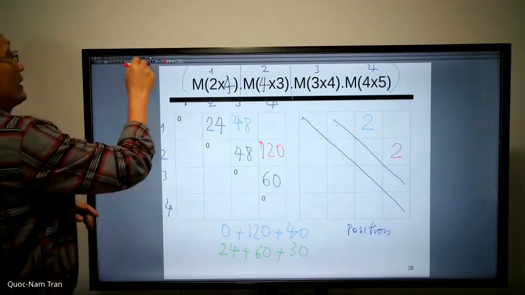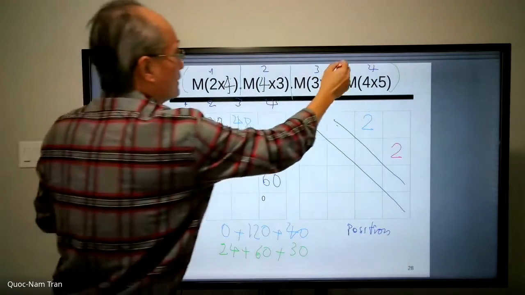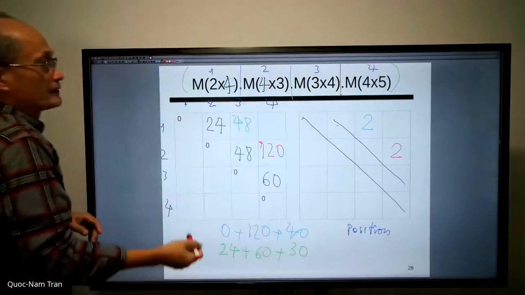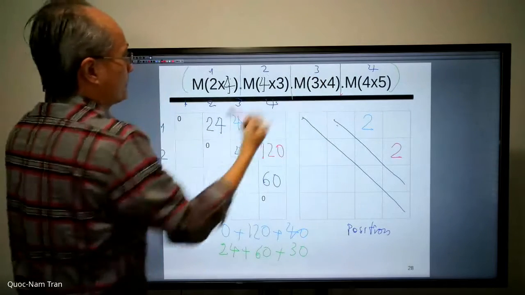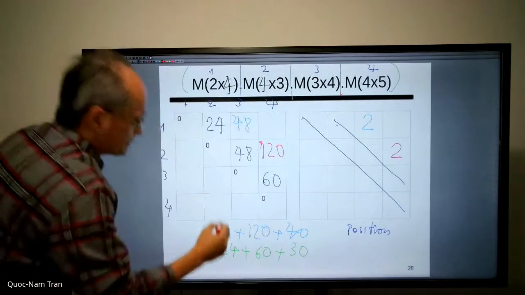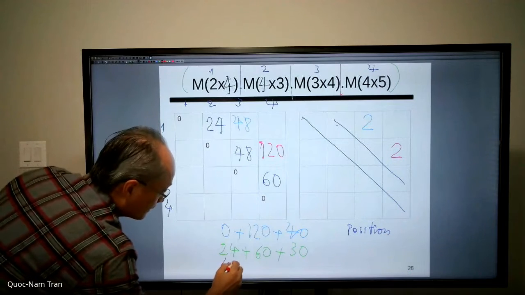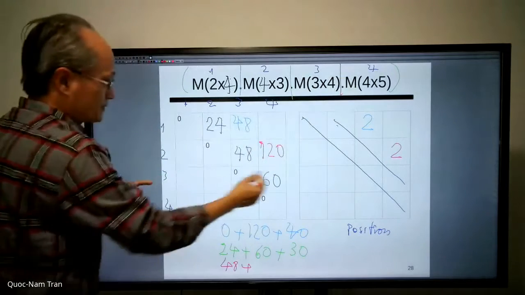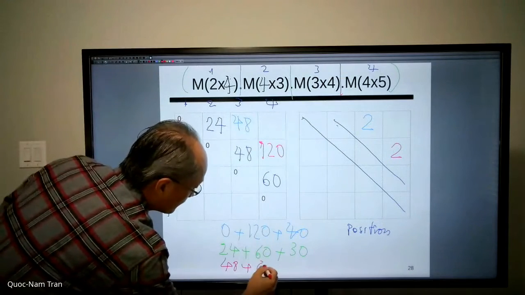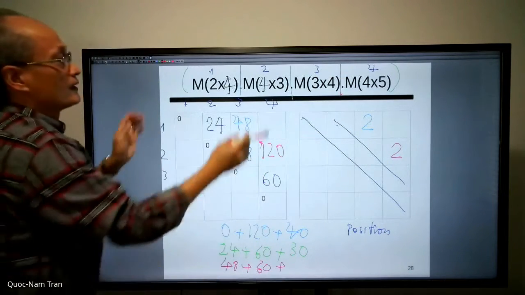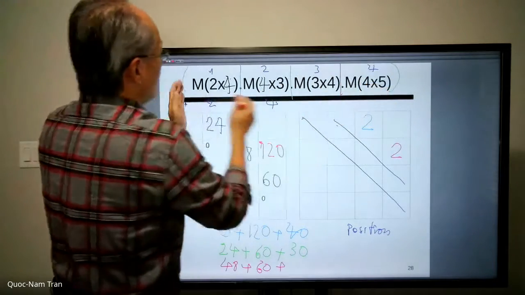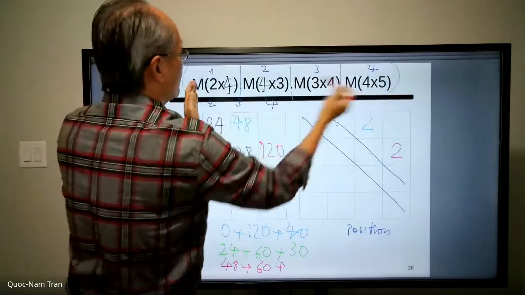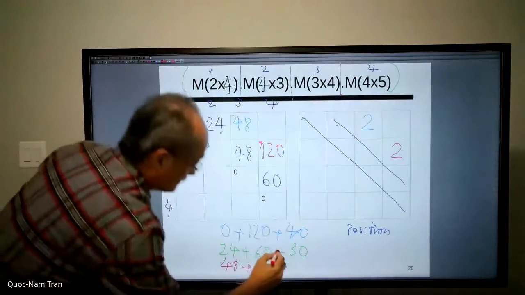Okay, and the last one is here at 3. So we have 1 to 3. Okay, 1 to 3 is 48. Plus 3 to 4, 60. Plus the cost for multiplying them, 2 times 3 times 5. Okay, 30.